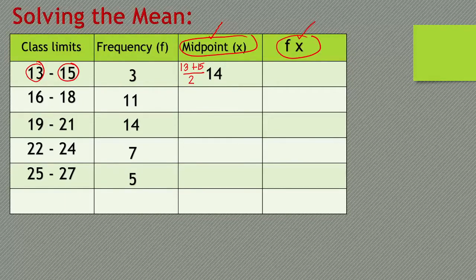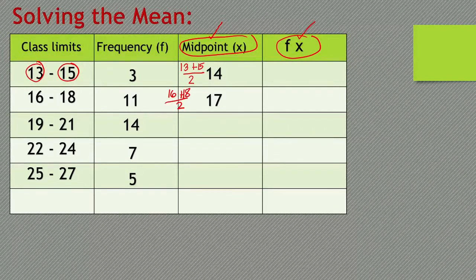Okay? The same thing with the second class limit. What are you going to add over here to get this midpoint? You will be adding 16 and 18 divided by 2. Now, what is 16 plus 18 there? 34. Divided by 2, 34 divided by 2 is 17.